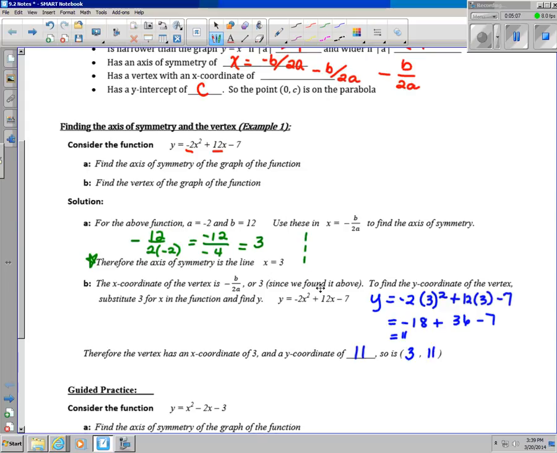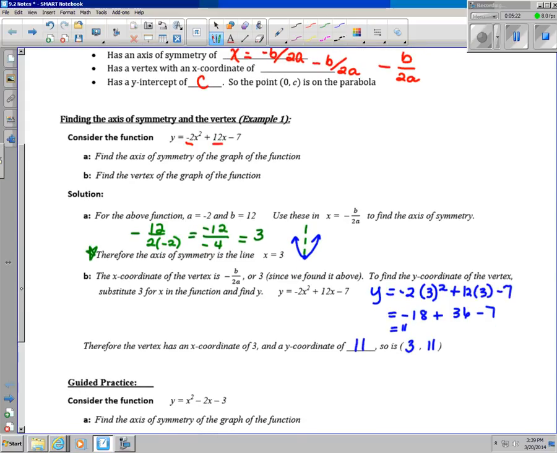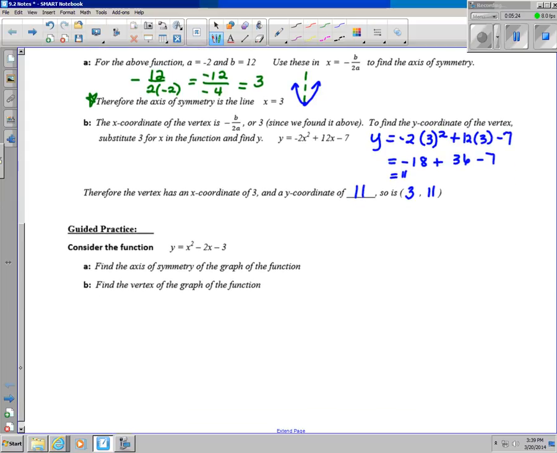And that makes sense because our vertex should sit right on the axis of symmetry when we graph a parabola, which we're not graphing right now, but just to show you. That vertex should sit right in the middle, on that middle line. Okay? All right, go ahead and pause the video and do the guided practice. All you're going to do is the same thing we did above, the axis of symmetry and the vertex for this function right here.